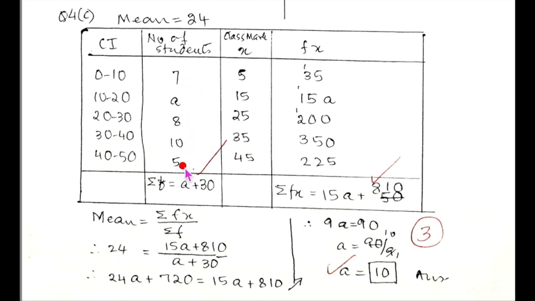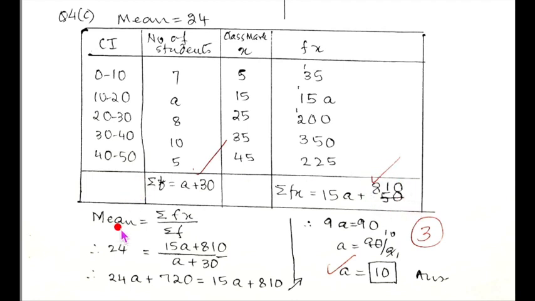And these are the frequencies. Now this frequency, if you add up, your sigma f is a plus 30. And if you multiply f into x, this is your frequency and this is your x. 7 into 5, 35. a into 15, 15a. a into 25, 25a. 10 into 35, 350. 5 into 45, 225. Now if you add all this, remember this 15a will remain as it is. And when you add 35, 200, 235, 225, you get 810.